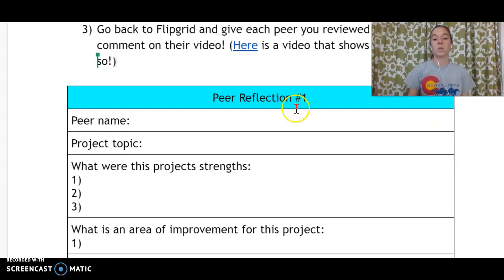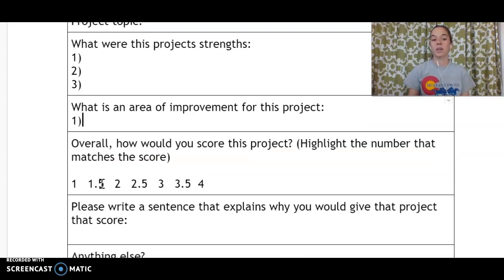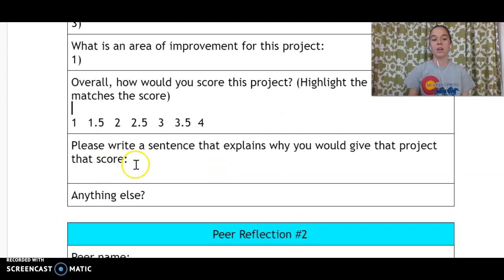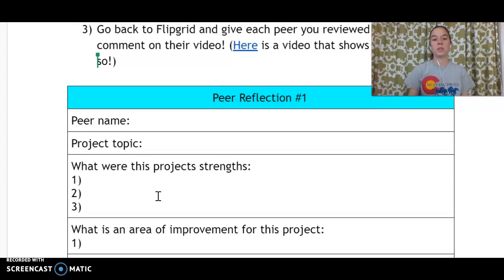So here is one way that we're going to do reflection, right? So you can see here we got your peer name, so whose is it? What is their project topic? What are some strengths within their project, some things that went well? What could be an area of improvement? Overall, how would you score this? And you can just highlight here. Down here, you'll write a sentence about why you would score the project at that number, and then anything else you want this person to know. So you're going to fill this out for 3 different people in your class.